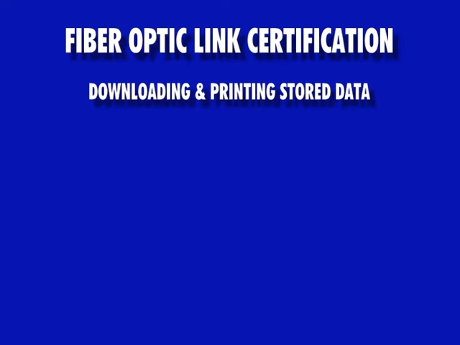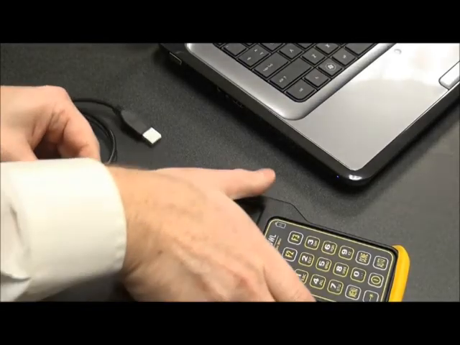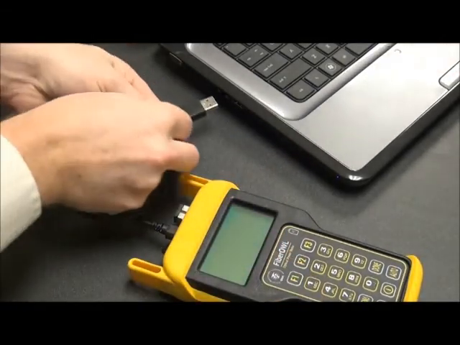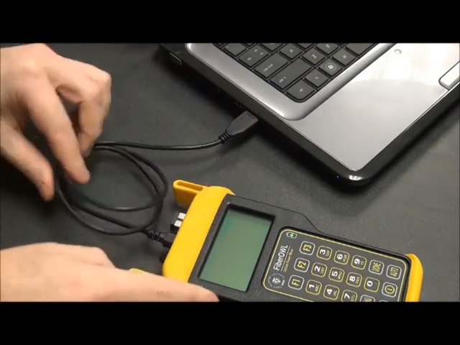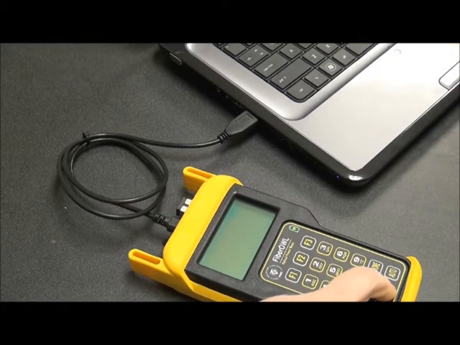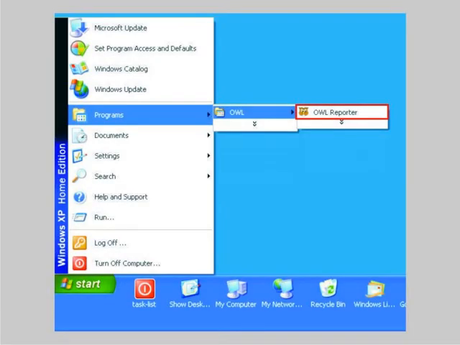Once data has been stored in the optical power meter, test results can be downloaded to a PC to produce a certification test report. First, install the USB driver and OWL Reporter software from the supplied CD or a USB flash drive. Connect the power meter to the PC using the supplied USB cable, and then power on the power meter. Then start the OWL Reporter program. The program shortcut can be found in the Start menu.